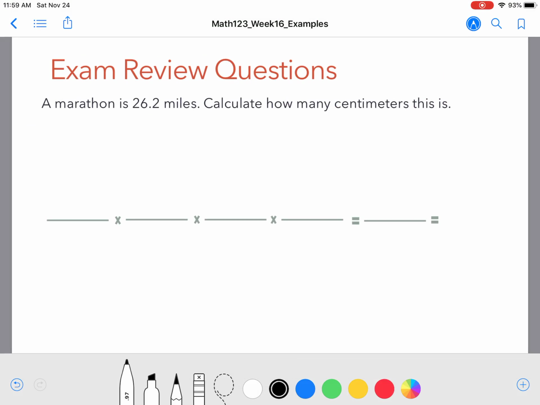A marathon is 26.2 miles. Calculate how many centimeters this is. All right, so we're going to start with our 26.2 miles. We're going to put it over 1. Since I have miles in the numerator, I'm also going to put miles down here. And then I know I have a conversion from miles into feet, so I'm going to use that. Since I have feet in the numerator, I'm going to put feet down here. And then I'm going to do feet, I think, into inches. And then we also have a conversion from inches into centimeters.